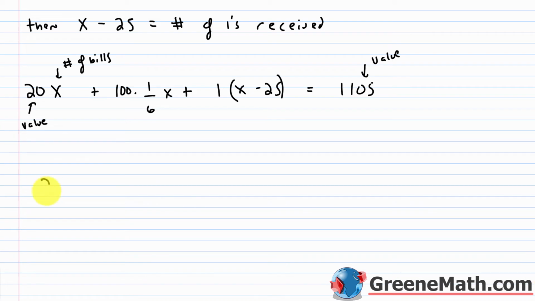We would have 20x plus 100 times 1/6. Well, we know they're each divisible by 2. This would be 50. This would be 3. So let's put 50 over 3 times x. Then plus, I can just drop the parentheses here. This is just x minus 25. This equals 1,105. All right, let's scroll down a little further.